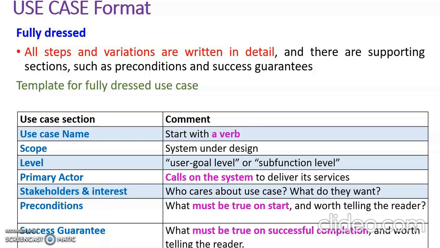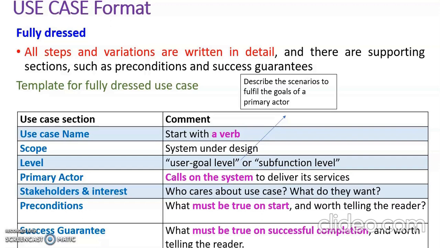Then the level can be user goal level or sub function level. User goal level means describing the scenarios to fulfill the goals of a primary actor. Sub function level means the sub steps that are required to support the user goal. In general, user goal level is the primary functionality of the system under design. So in the case of the POS system, process sale is a user goal level, and handle returns and analyze sales activities are sub function levels, and payment also comes under sub function level. The user goal level is the main functionality that fulfills the goals of the primary actor. Sub function level will support achieving the user goal.